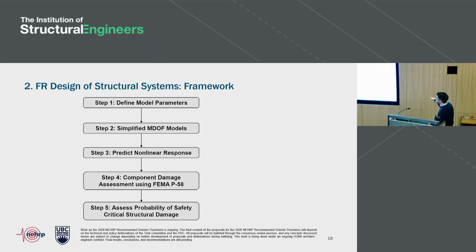So how did we go about this process? So there are a number of steps. The first one is to define model parameters. We did this for many systems, right? So this means we need to choose the lateral system that we're looking into, the associated gravity system. We need to pick the number of stories that we're exploring, the floor plan, the configuration, right, of that particular archetype.